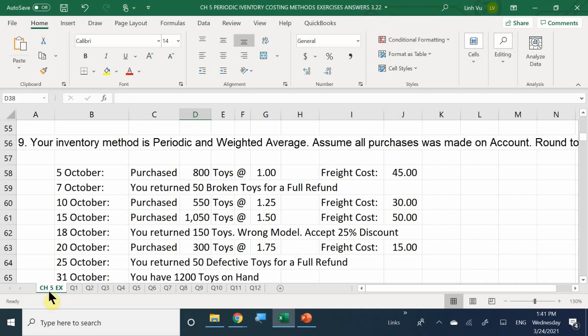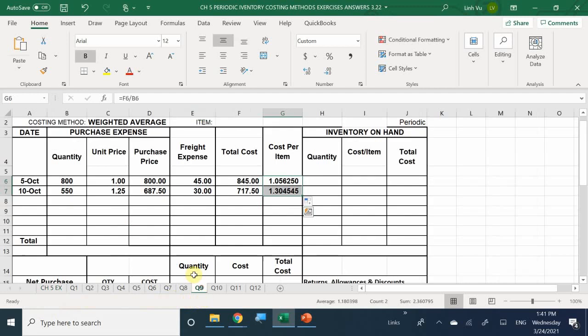You purchased 1,050 toys at $1.50 each with a freight cost of $50. Okay, so here we made another purchase, so no returns or anything affected that batch that we bought on October 10. So here on October 15, we purchased new inventory. So here it's October 15, 1,050 at $1.50 with a freight of $50.